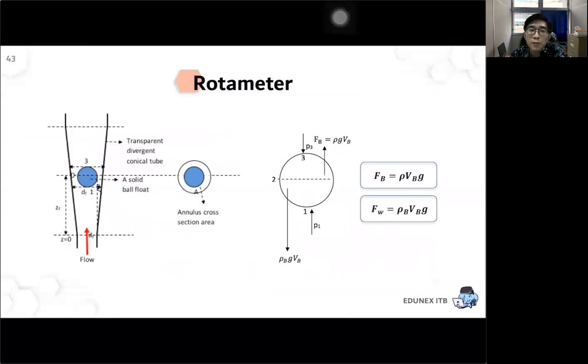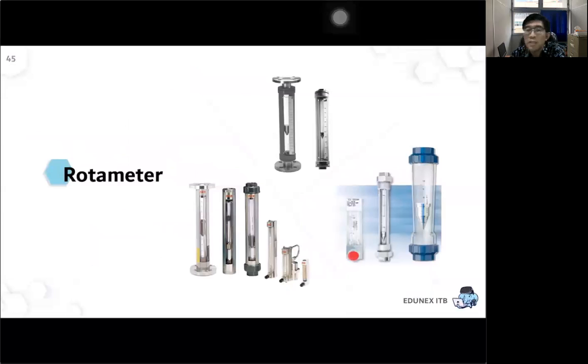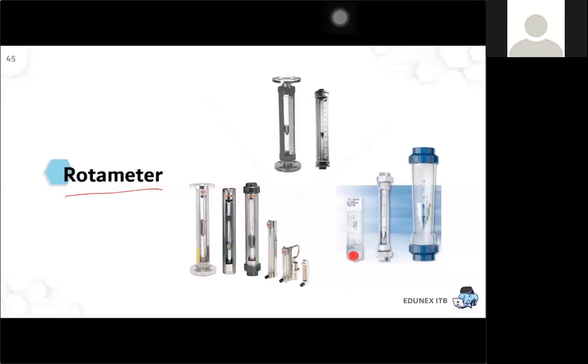The other type of flow measuring device is what we call the rotameter. Have you ever seen this type of device? Maybe somewhere during your high school or during your TPB? No? Okay. Later, when you have lab tech, the laboratory technology in your third year, some devices are connected to the rotameter.